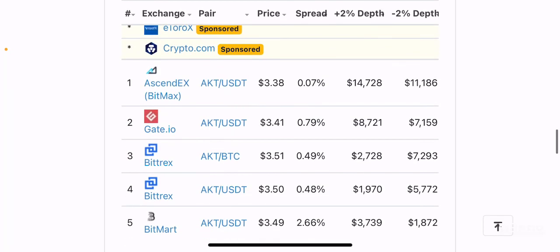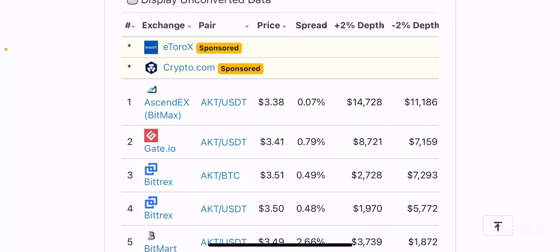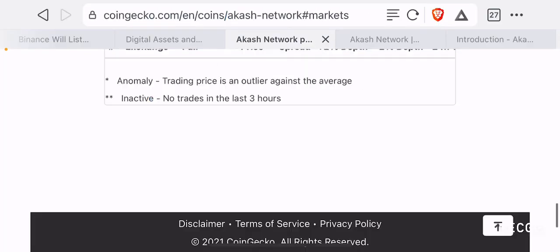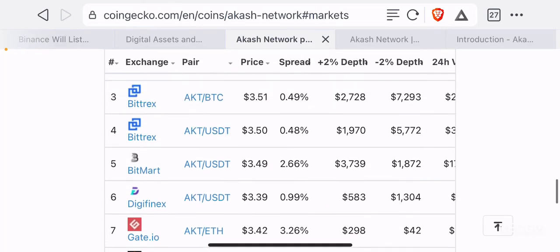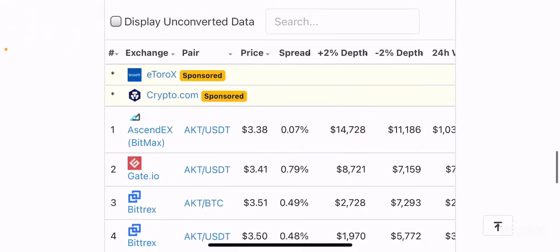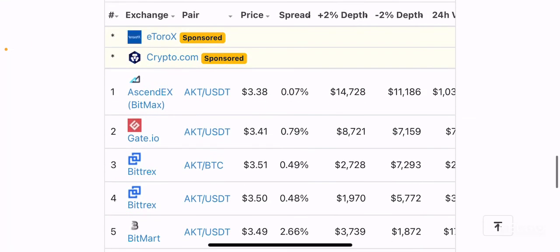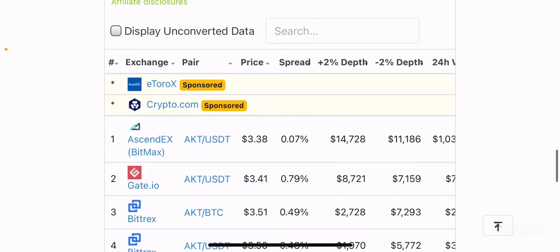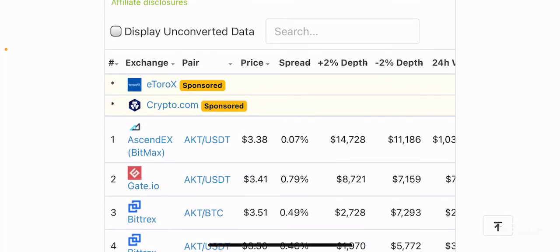So if you take the exchanges, it's available on Ascendex using USDT. You can also buy it from Gate.io using USDT. You can obviously buy it from Bittrex, as we discussed, using Bitcoin as well as USDT, and Bitmart. Also, I wouldn't really trust Bitmart, but there are several decent exchanges where you can buy it from. It's not really available on any major centralized exchanges such as OKEX, Huobi Global, or Binance.